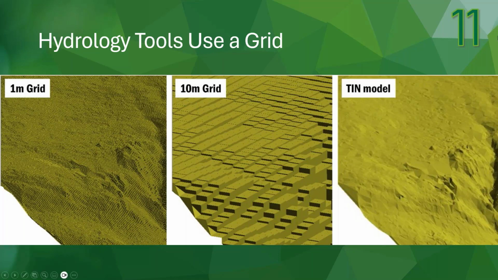As shown here in the middle image, with a 10-meter grid, obviously we're losing a lot of detail with that larger cell size. So it's a less detailed representation, whereas something smaller like a 1-meter grid looks in this case a lot more similar to our terrain model, our tin model, I should say. So finer detail with smaller cell size. Obviously, both of those have a trade-off in terms of memory and problem size that you're able to run. So just be aware that this exists as a limitation of hydrology tools and as a variable that you have to control when you're working with them.